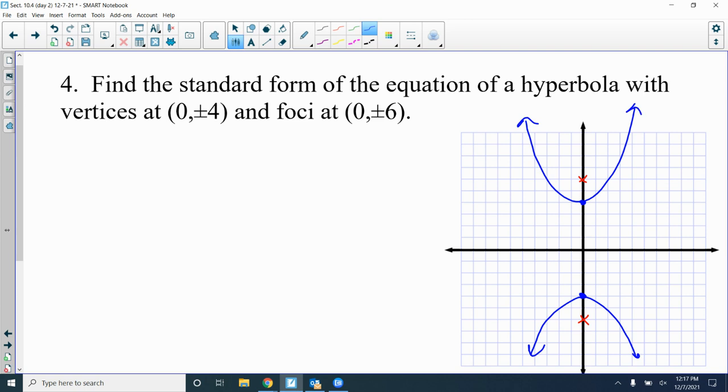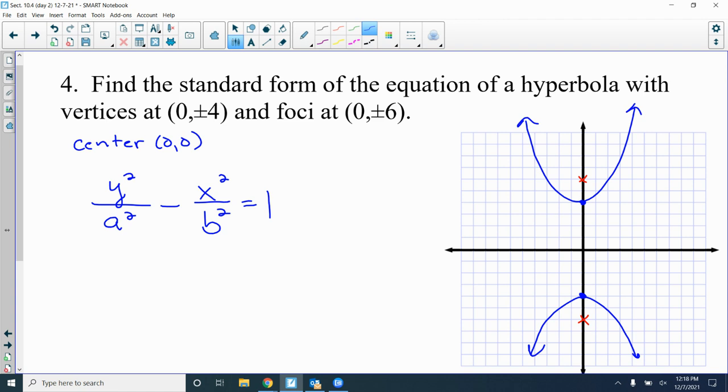Transverse axis, remember that's what goes through here. Sometimes they refer to that. That would be x equals 0, that vertical line. Center, 0, 0. So if you take a look at the sheet I just gave you, if you need to, what would be the general form for this? It would be y squared over a squared minus x squared over b squared equals 1. I just need to know a and b.